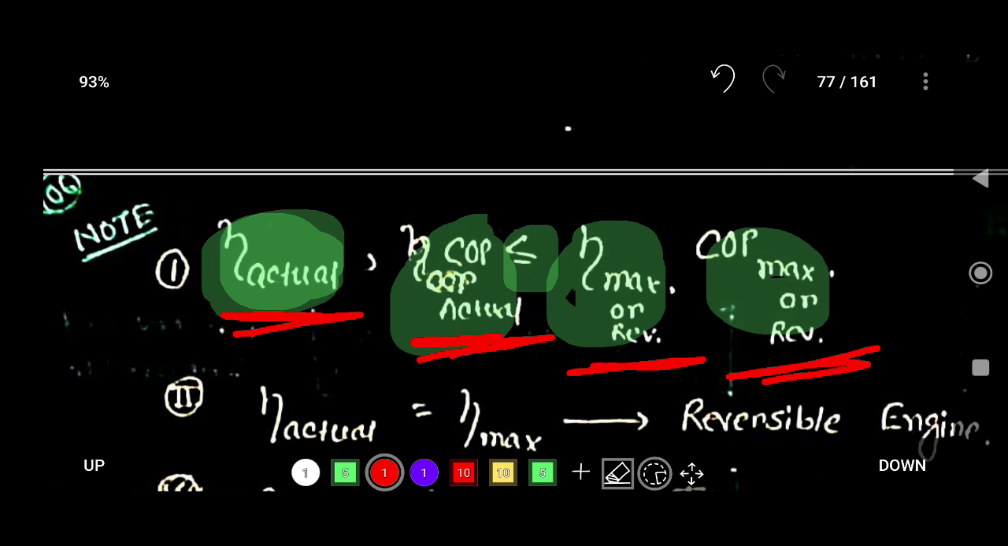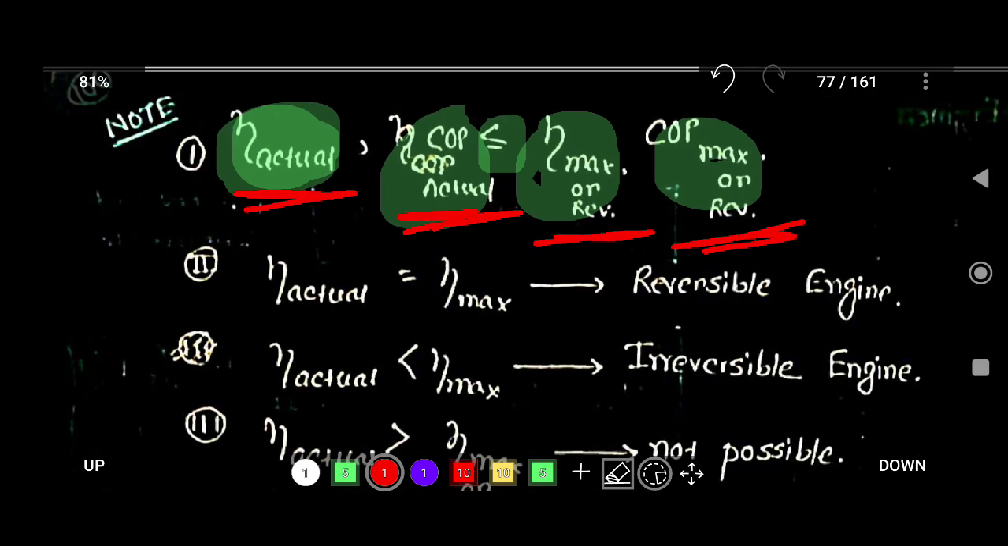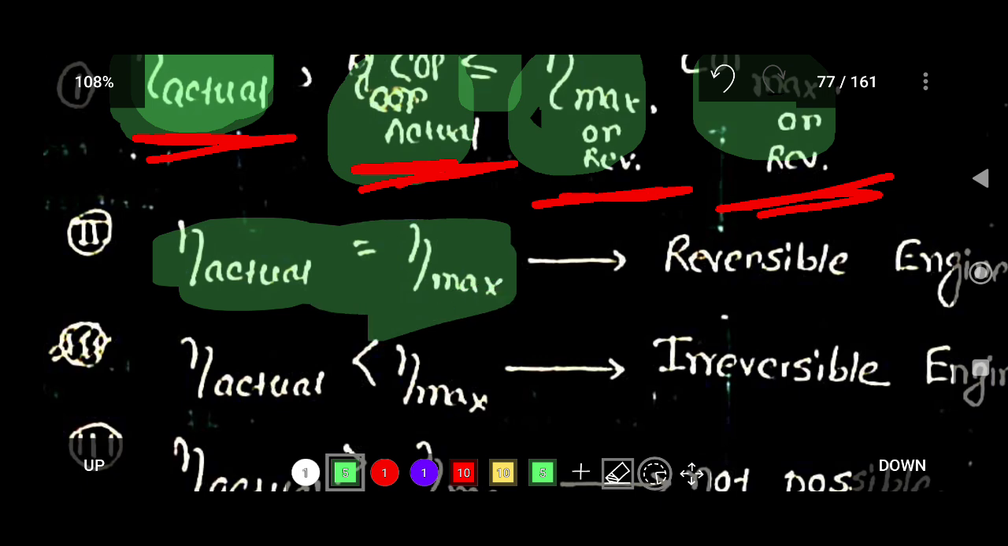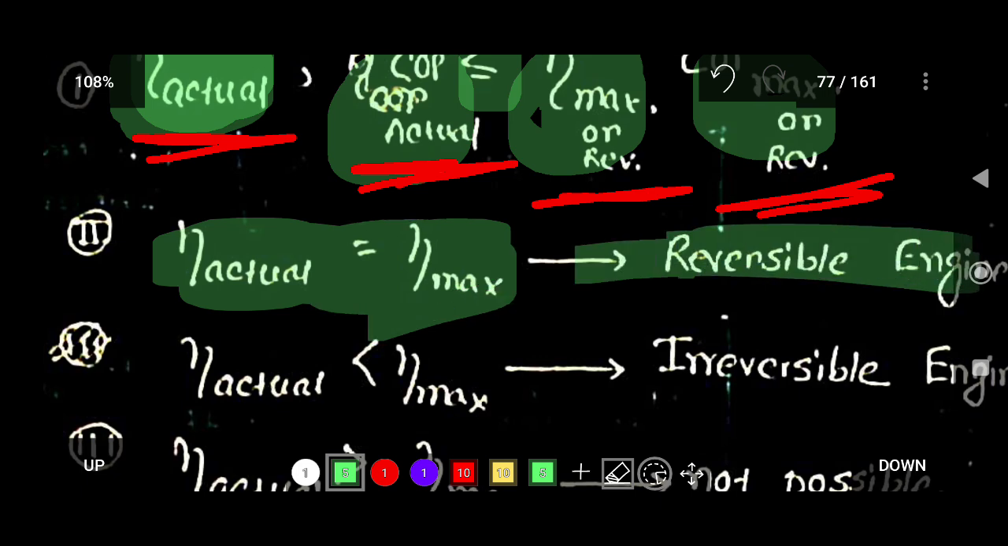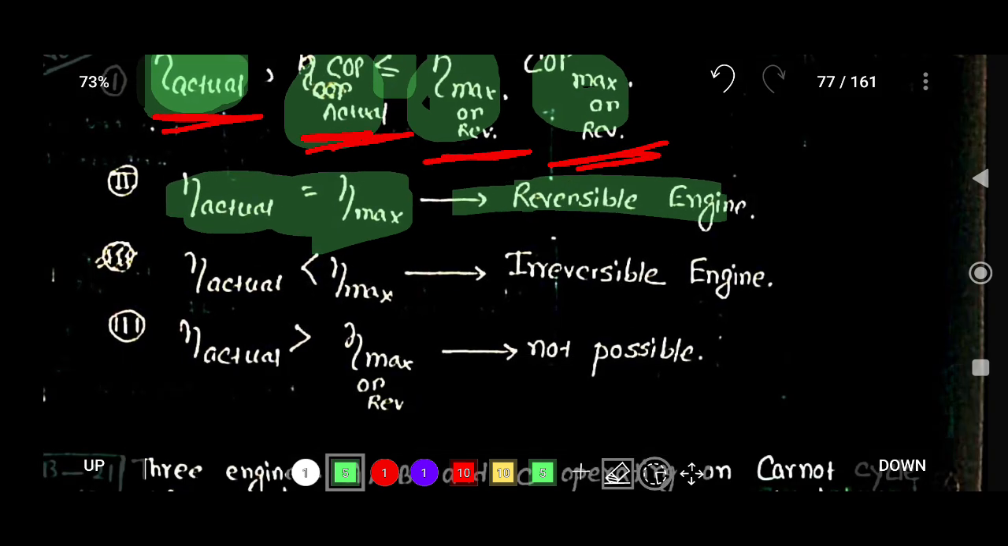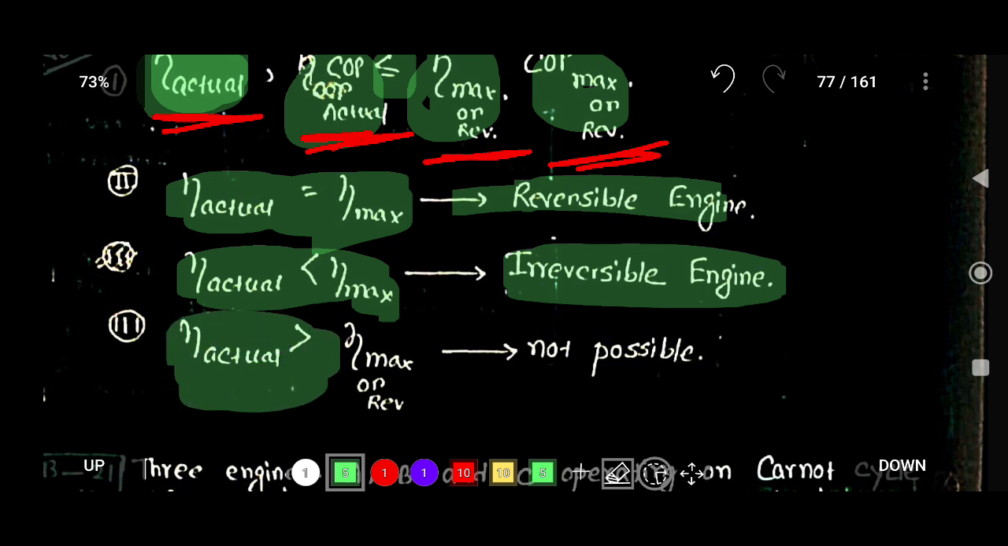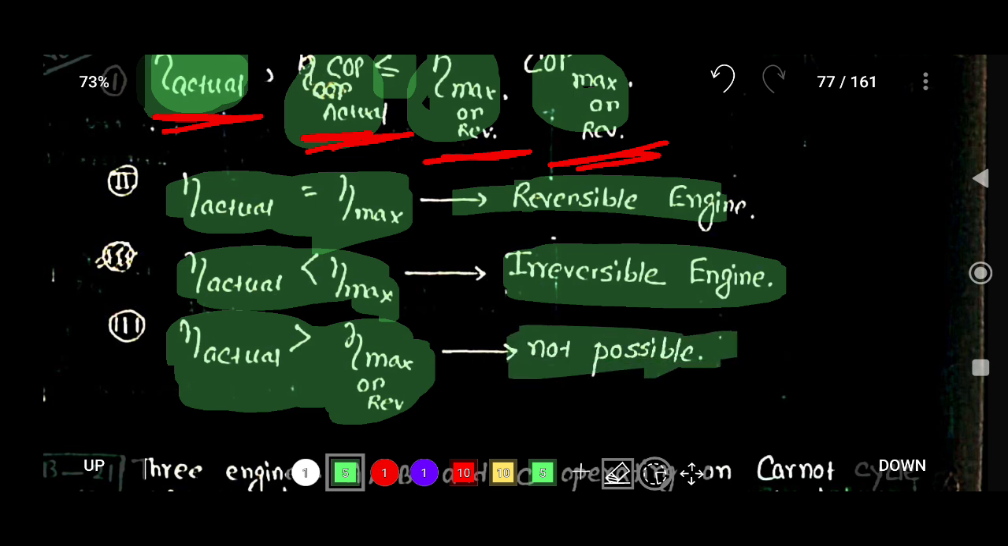Okay, so if the actual efficiency is equal to the maximum efficiency, you can say that this is a reversible engine. Now if the actual efficiency is less than the maximum efficiency, this is an irreversible engine. And if the actual efficiency is greater than the maximum or reversible efficiency, then it is basically not possible.